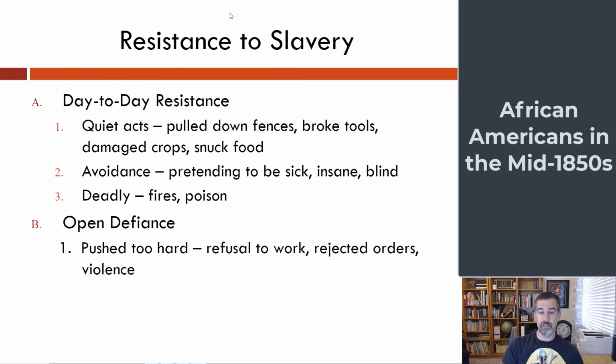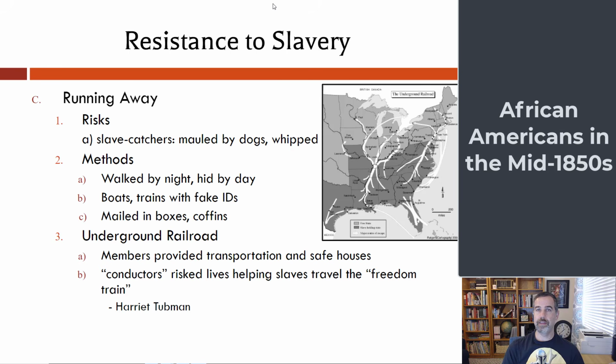You also had open defiance, where they would refuse to work and reject orders, and that would often lead to violence. Another way that slaves resisted was to run away, which was very risky and dangerous. The risk was, of course, slave catchers would be sent after you. They would usually use hunting dogs that would find your scent based off of your clothing that you had back where you're from. And then if you were captured, you were severely beaten and whipped.